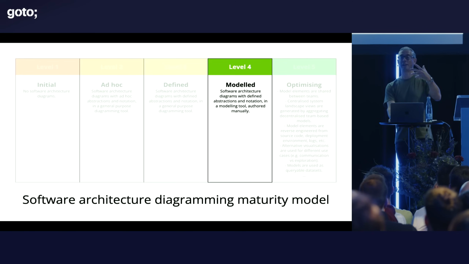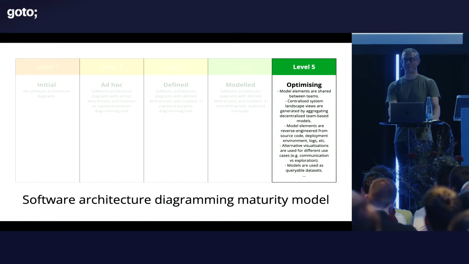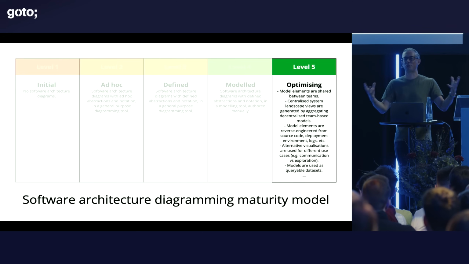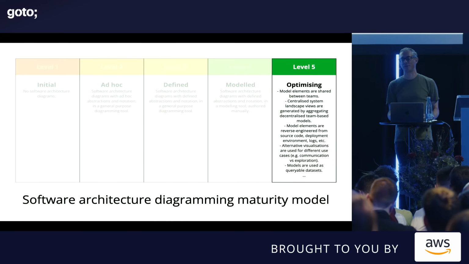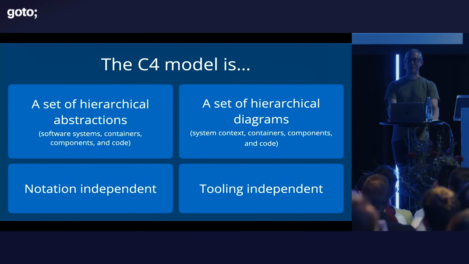So you're manually drawing models, and then to get to level 5, it's really about integrating with Backstage. It's about automatically generating diagrams from data sources. It's about querying. Maybe you drop the model into Neo4j and ask it questions. So there's a bunch of cool stuff you can do there once you get past the diagramming to modeling tool hurdle. And that's it. That's C4. Abstractions, diagram types, notation independent, and tooling independent as well.